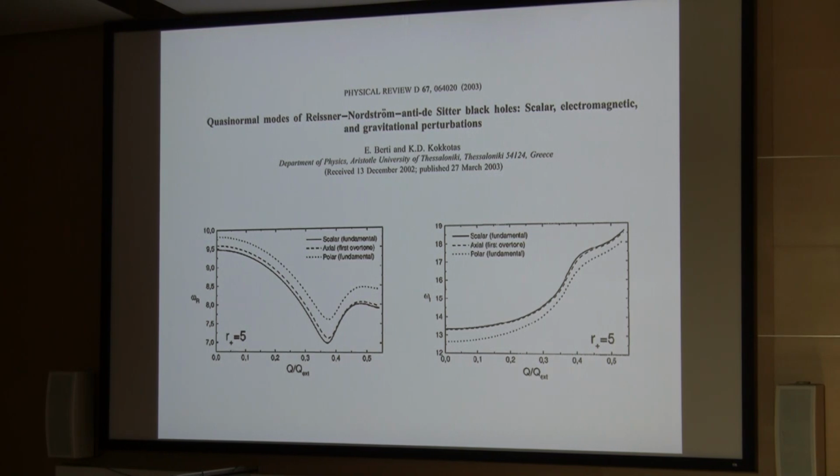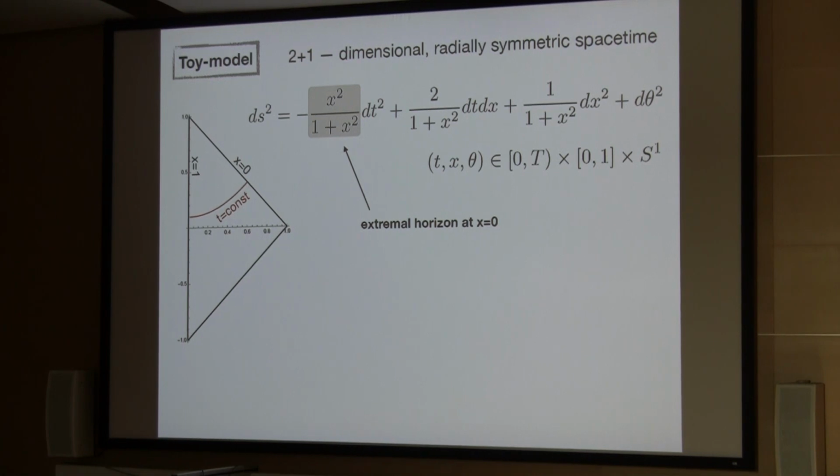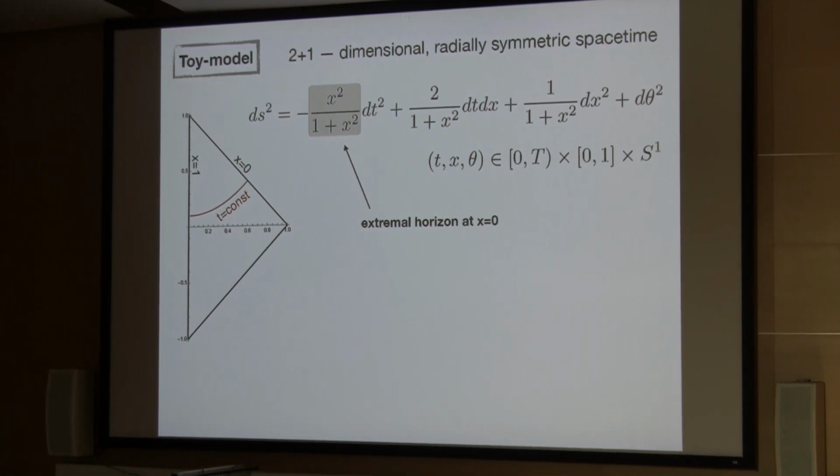So our motivation was to try to use some other type of foliation, in particular hyperboloidal foliation, and to see if you are able to see what happens in this extremal limit. It motivated us to look into the following toy model to understand what happens for the extremal black holes.